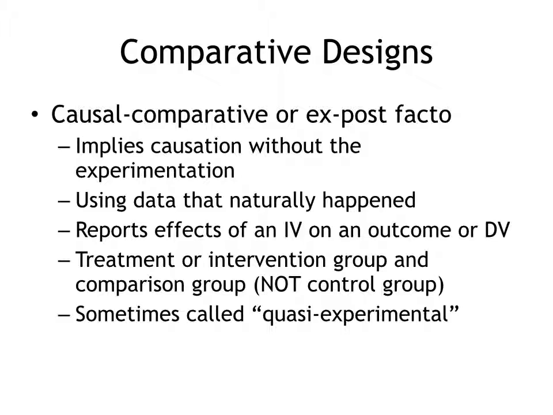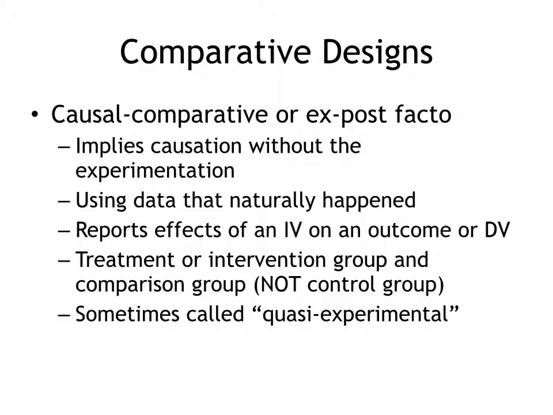Now there's one type of comparative design that we call causal comparative or ex post facto. And from this type of non-experimental design, we can sometimes imply that causation happened or that there's a causal relationship even without experimental design. So when a researcher looks at data from existing conditions and compares the groups after the conditions have played out, that's an ex post facto design, and it's valid to imply causation.